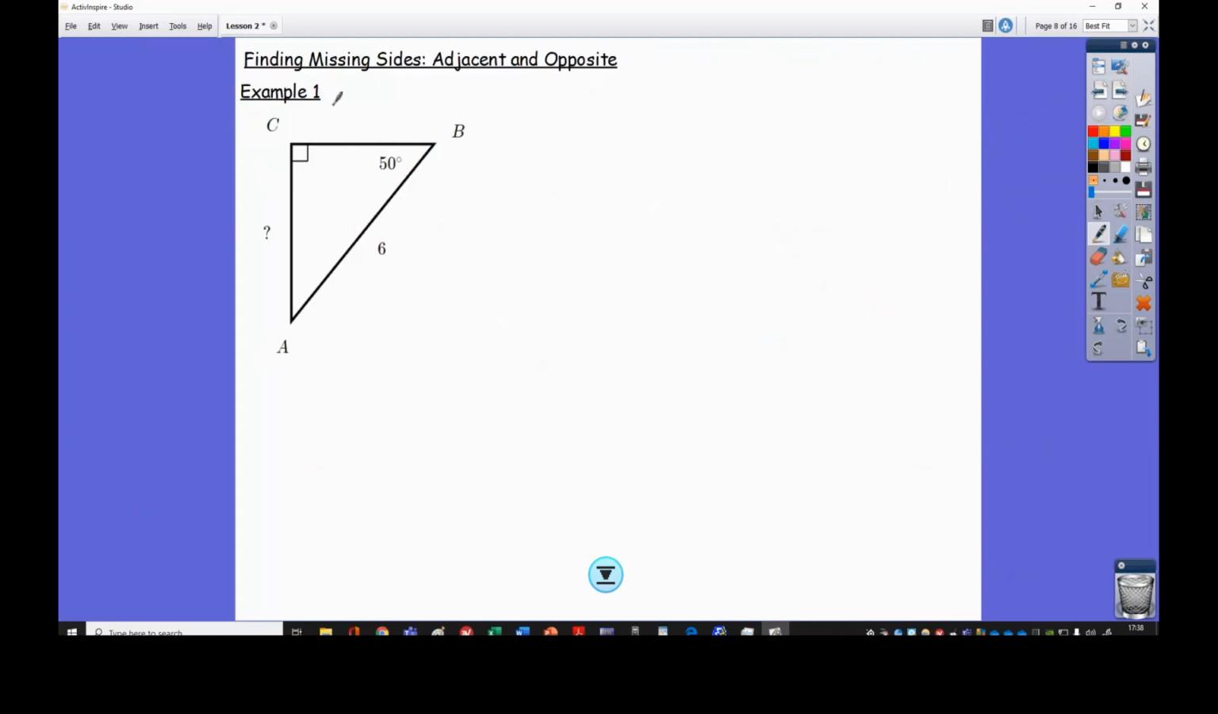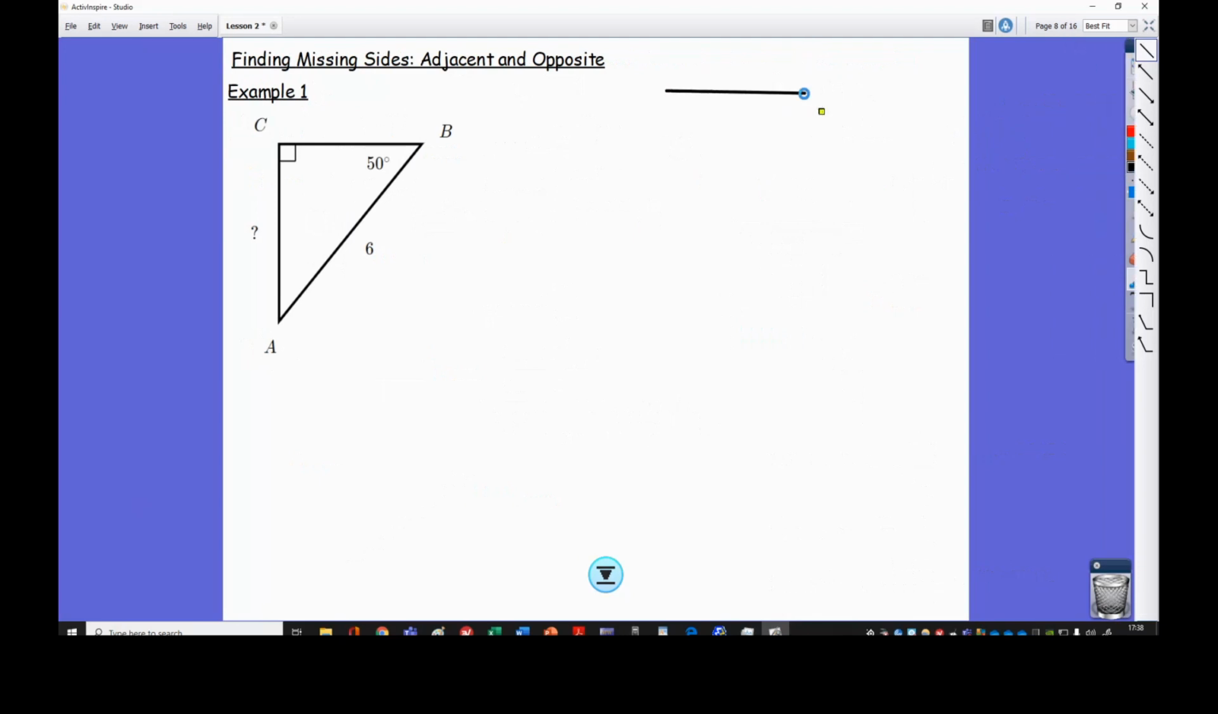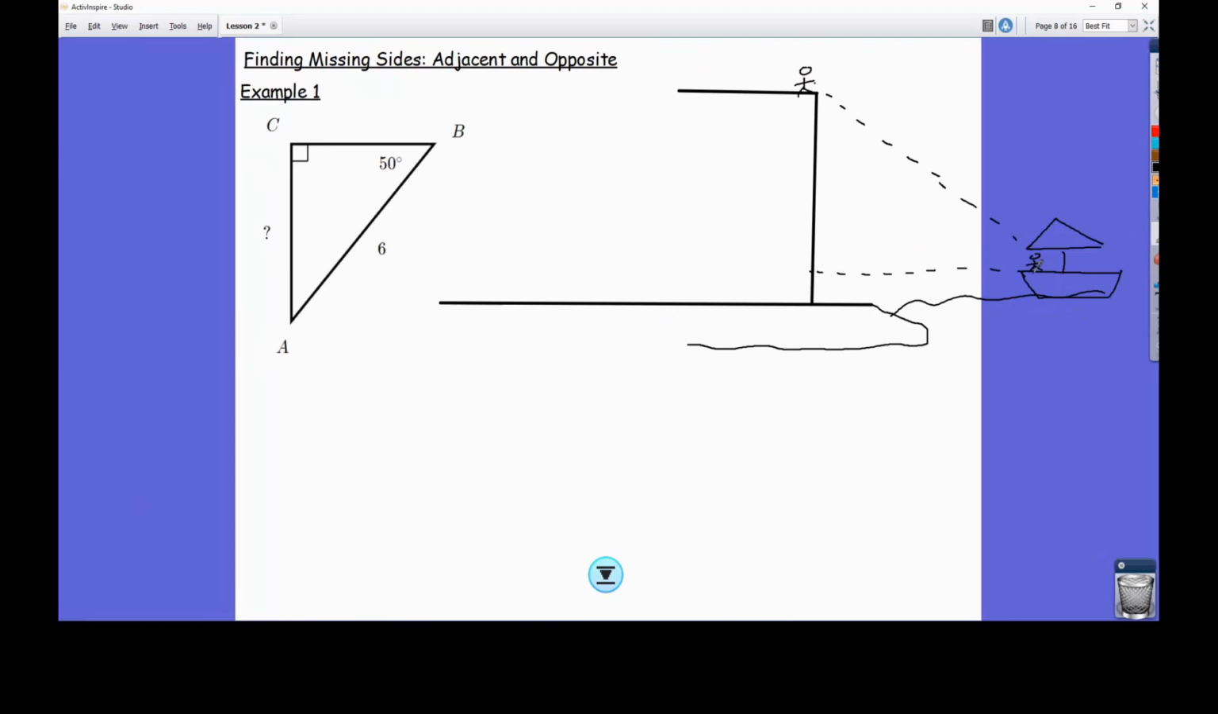So now we're looking at finding missing sides. This is where trigonometry gets really interesting. Let's imagine that you are on a cliff, having a picnic or something, hopefully not too close to the cliff edge, that'd be quite dangerous. On the base of the cliff, out to sea, there is a ship. Maybe we know how far the ship is out to sea, and we know the angle between the ship and you on the top of the cliff. Maybe you know that angle is, I don't know, 60 degrees.